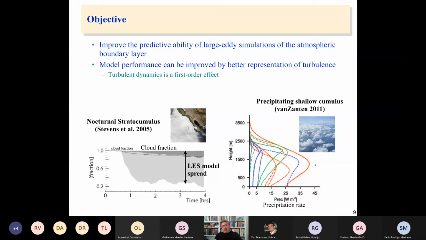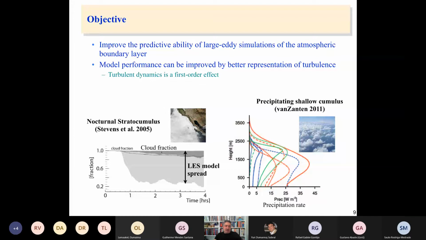And unfortunately, the performance of LES for these systems, for the atmosphere, some time ago was not at high fidelity. Here are a couple of examples. This is a simulation of Stratocumulus clouds. You start the simulation initialized to 0, and then you run it for 4 hours. And this is the model spread here, this gray width.